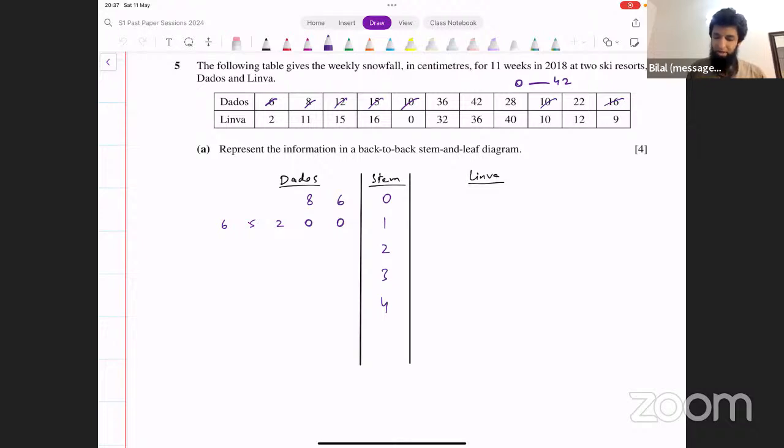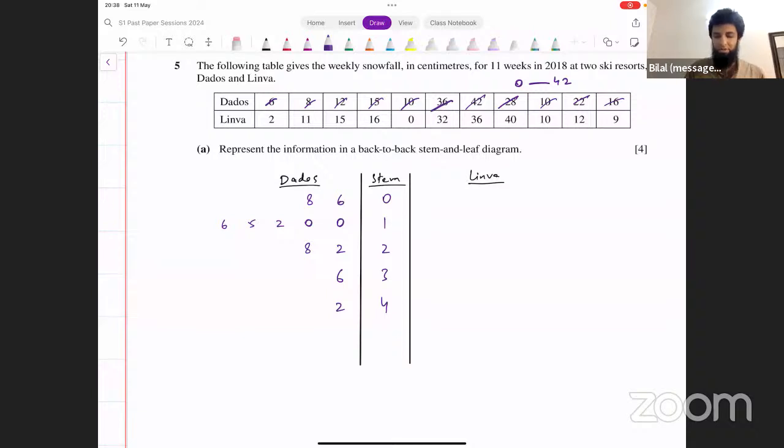Now in 20s, we have 22 and 28. So we have 2 here and 8 here. Again, they should be aligned. Then in 30s, we've got 36. So that's 6 here. And then in 40s, we have 42, we've got 2 here. Let's just count those values. We had 11 weeks there. So this should be 11 values, 1, 2, 3, 4, 7, 8, 9, 10, 11. That's done for the first one.